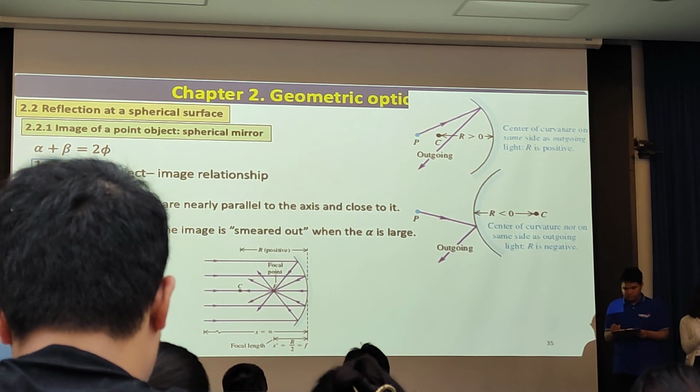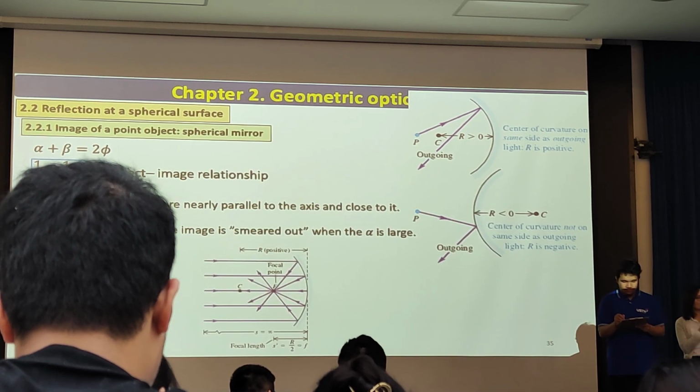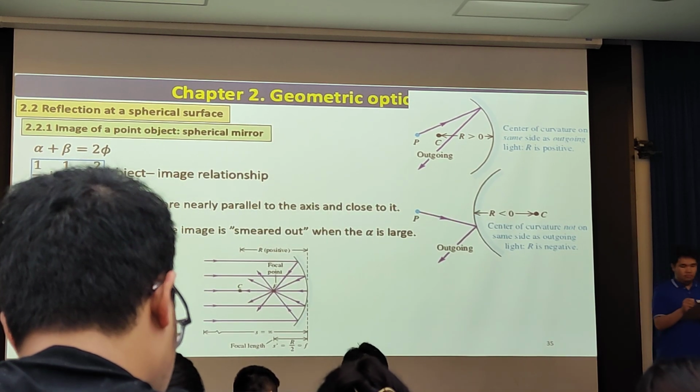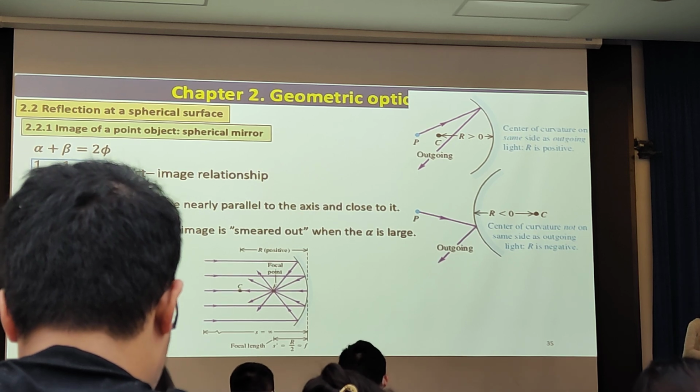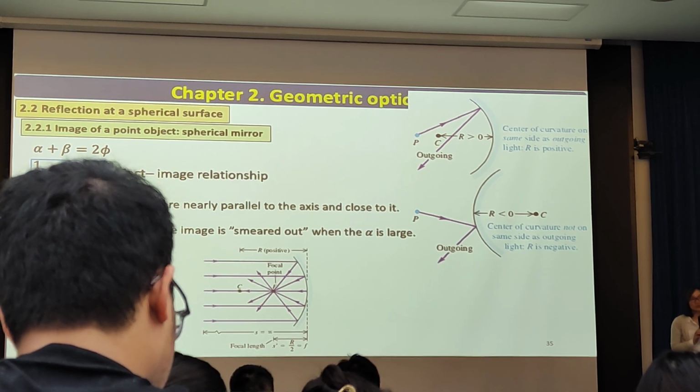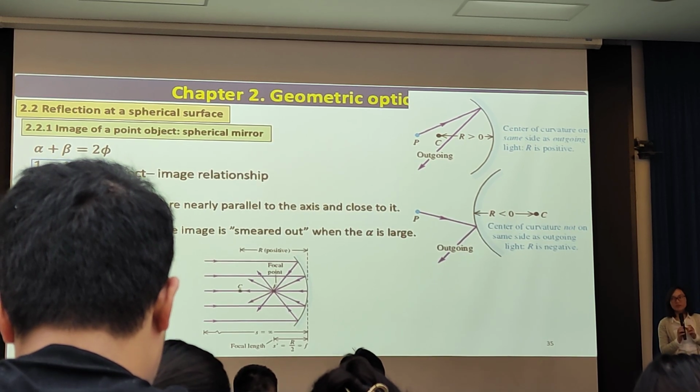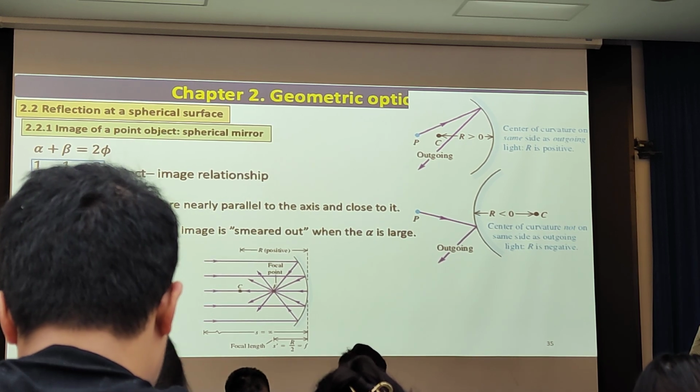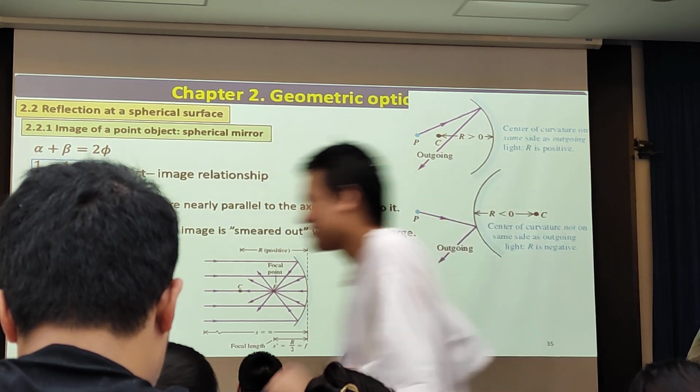Okay, so we can come back to the class. So F, focal point, and the distance from focal point to the vertex is focal length, and you have the distance from C to vertex is radius of curvature, and focal length equals half of the radius of curvature.